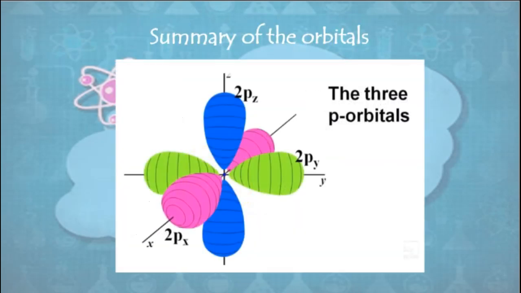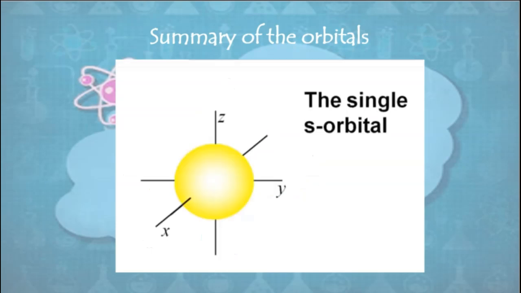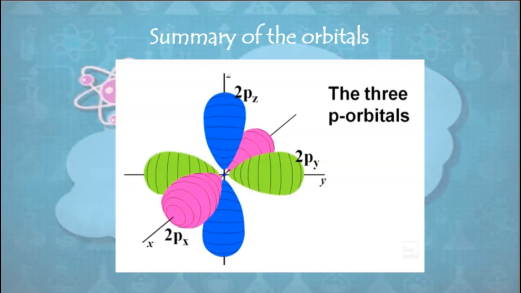Last slide, guys. The last slide is just a summary of the orbitals. We had the single s orbital. We have the p orbital that has 3 different orientations. It's just because, guess what? There are 3 dimensions. You've got to cover every dimension.